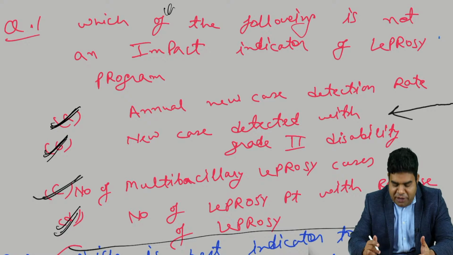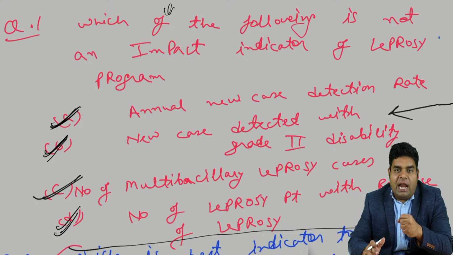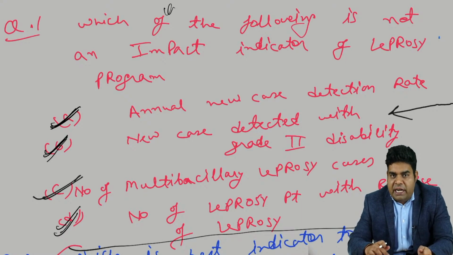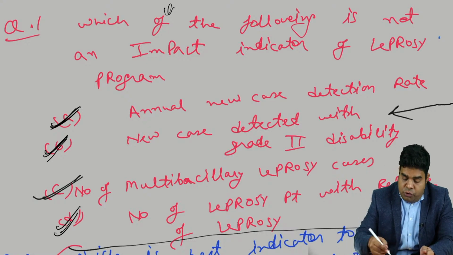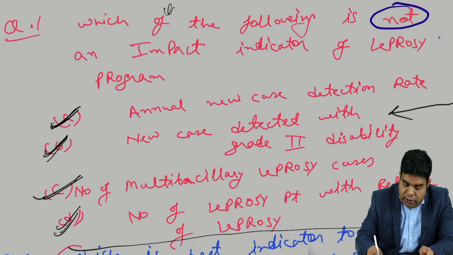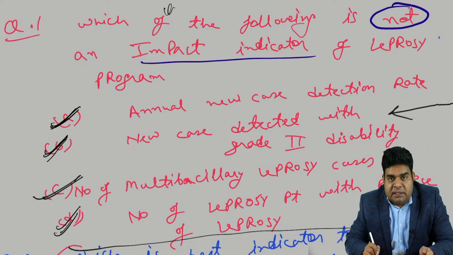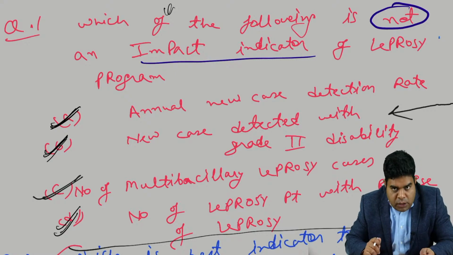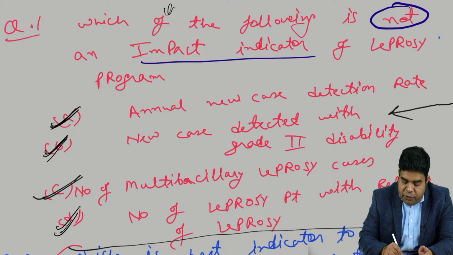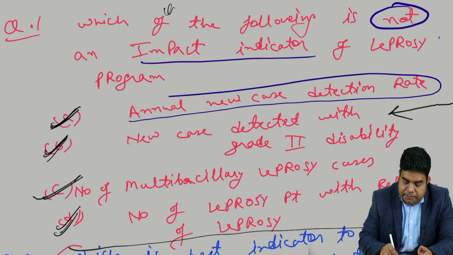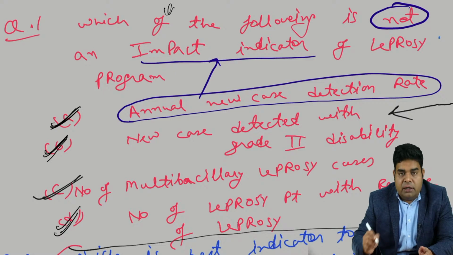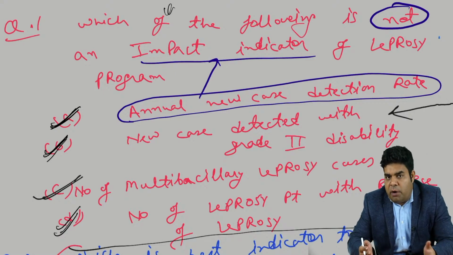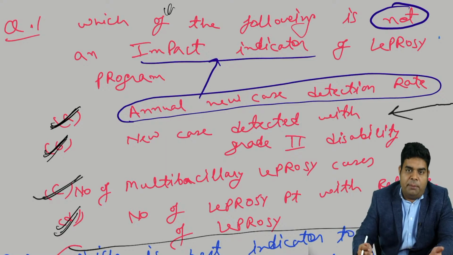This is a new type of interesting question which they ask, that if I want to know whether leprosy program is working well in our area or not, which indicator I will use out of the 4? And the question is, which indicator is not used for knowing the impact of leprosy? मतलब leprosy program का असर पड़ रहा है कि नहीं, ये किससे नहीं पता चलेगा? So if we are looking at annual new case detection rate, it is one of the best indicators which will tell whether leprosy program is working or not, because if new cases are less, it means leprosy program is working well.